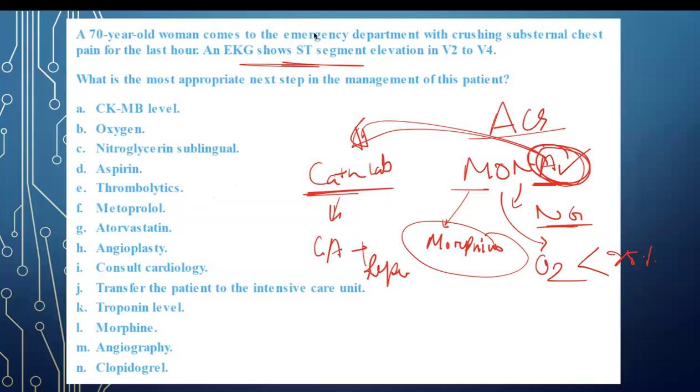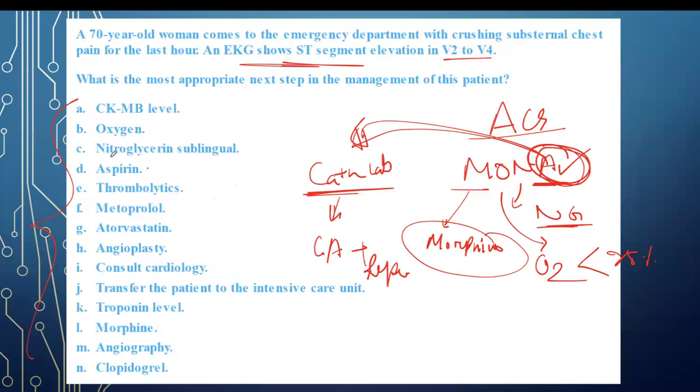Now we'll come to the further discussion, but for this question: a 70-year-old woman comes to the emergency room with a crushing substernal chest pain for the last hour. The ECG shows ST segment elevation from V2 to V4. What is the most appropriate next step in the management of this patient? So what would you choose? Now remember, in your exam, you will not get this many options, only 5 options. But what do you think you would do in such a patient?